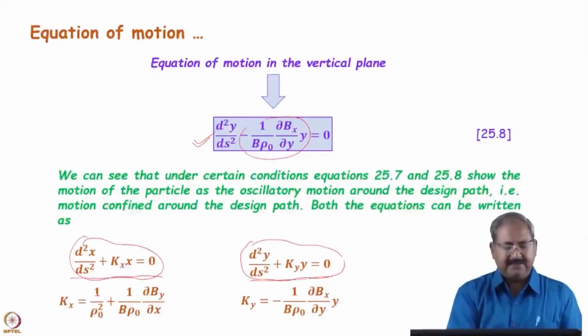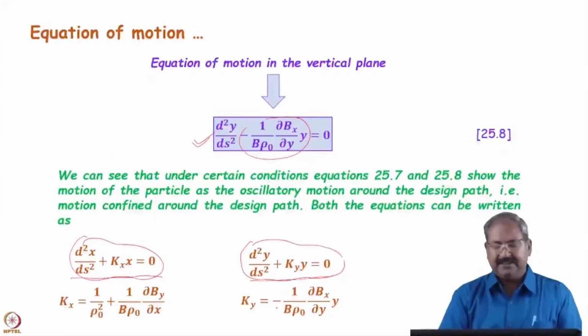Kx is here 1 by rho square plus 1 by B rho 0 del B by del x. And in the case of the vertical plane, it is minus 1 by B rho 0 del B by del x. This y should not be there.